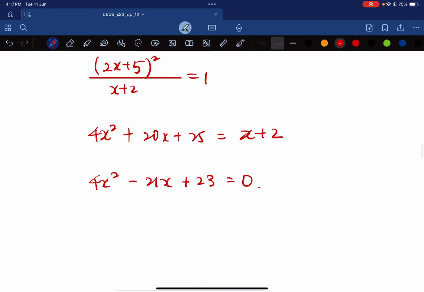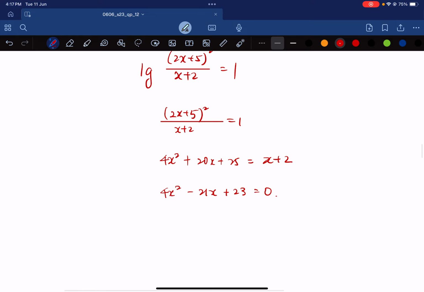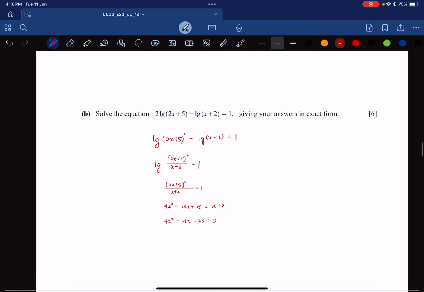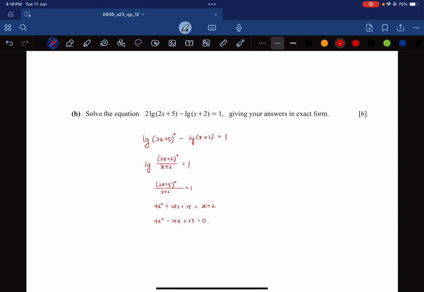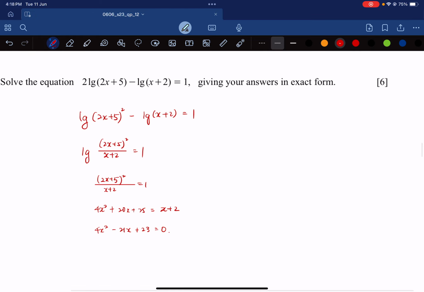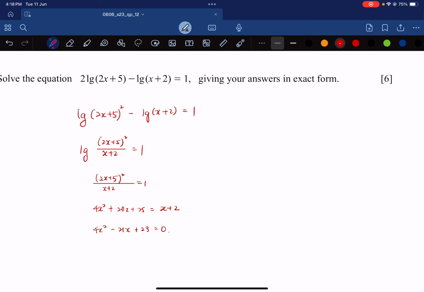Can we factorize this thing? 2x plus 5, divided by x plus 2 equals to k. Did I make any mistake? Okay, should be log 10, it should be, yeah, oh wait, it's 10, right?